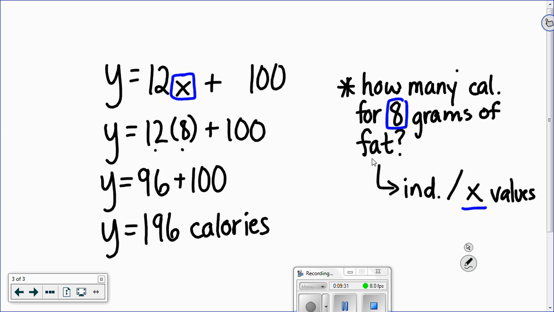In class, you're also going to have to replace that y sometime. So if I said I have 500 calories and you need to find the grams of fat, where would you substitute that 500 calories? We would substitute it instead of y. And then you'd have some balancing to do, but we're going to practice more of that in class.